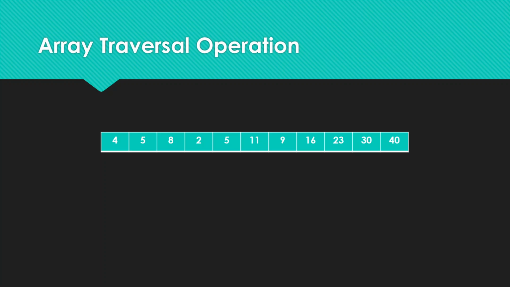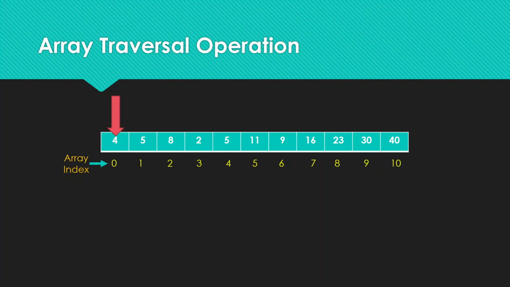In the previous video, we looked at how to insert values into an array. In this video, we're going to look into the array traversal operation. The array traversal operation is important because it enables us to access the elements of the array. In order to achieve that, we have to access the index of the array. So that's why the index of the array is important.